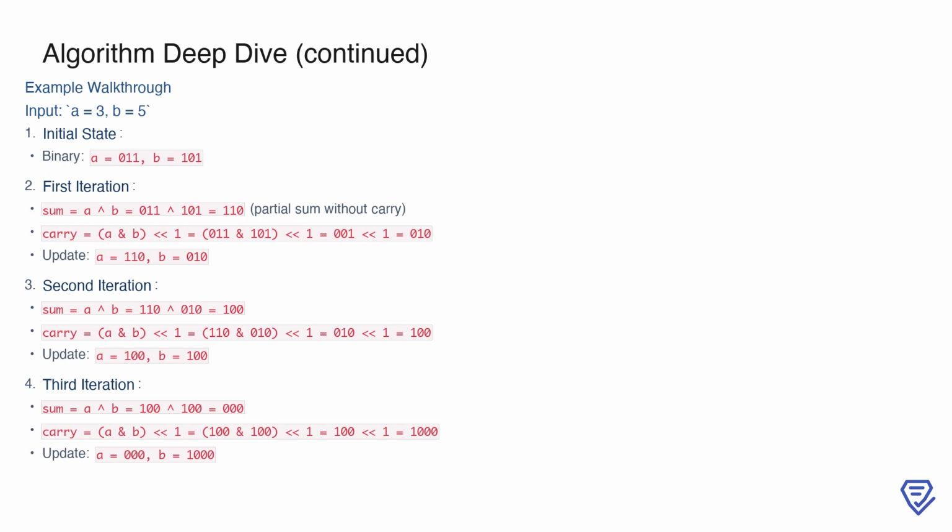In the third iteration, the partial sum becomes 100 XOR 100 equals 000, and the carry shifts to (100 AND 100) << 1 equals 100 << 1 equals 1000. This updates a to 000 and b to 1000.